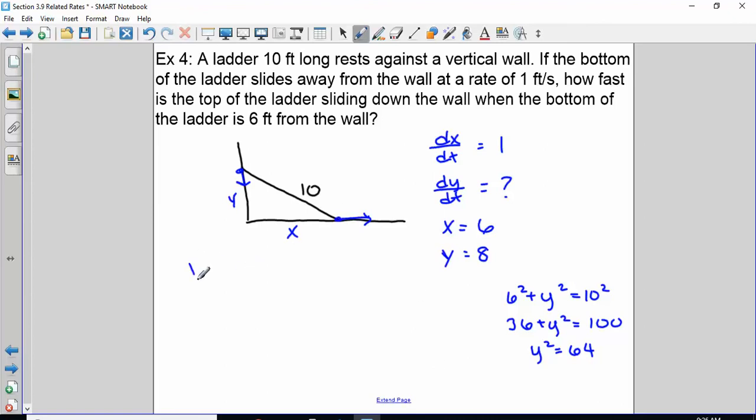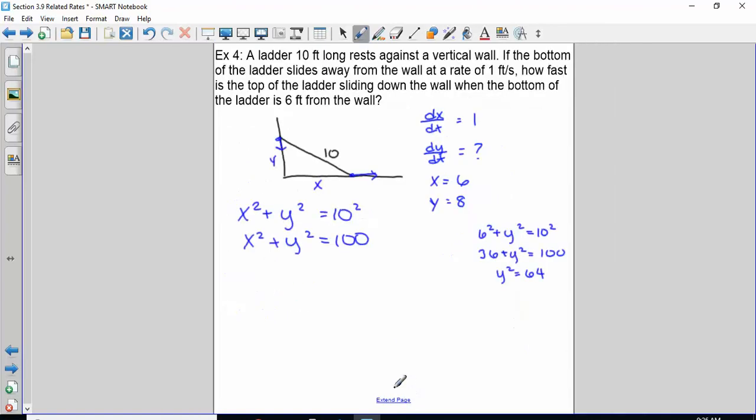So again, our formula is the Pythagorean theorem. x squared plus y squared equals 10 squared. Or you could just write that as 100. We do our derivative. Derivative of x squared would be 2x dx dt. Derivative of y squared is 2y dy dt. And what is the derivative of 100? 0.